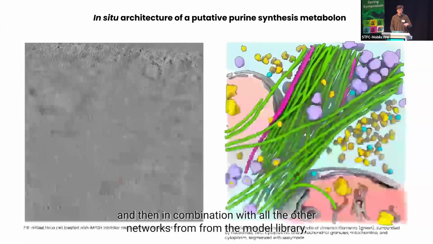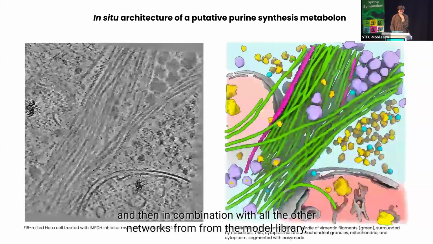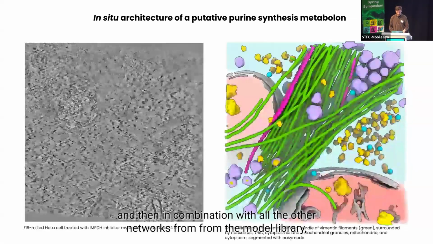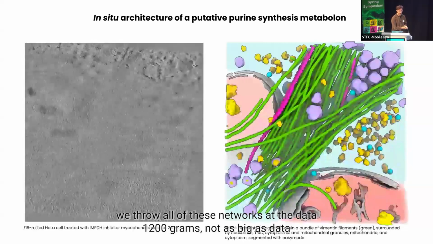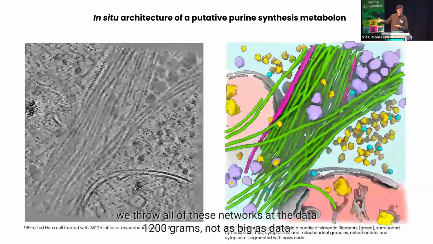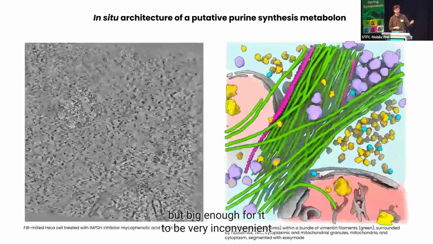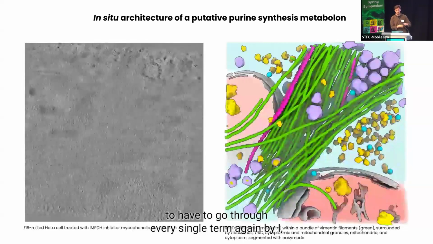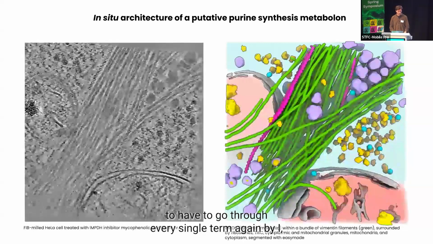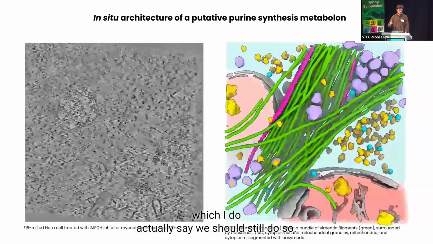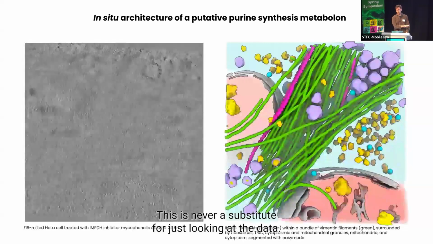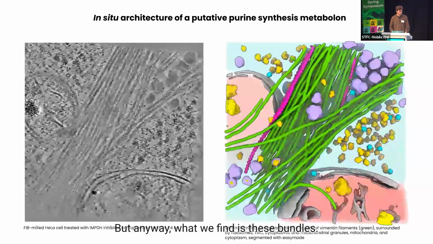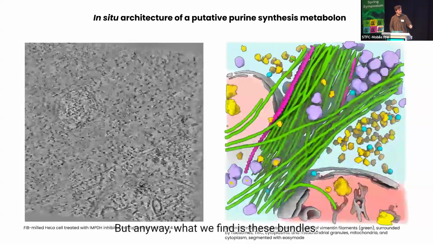And then in combination with all the other networks from the model library, we throw all of these networks at the data, 1,200 tomograms, not as big as data sets get, but big enough for it to be very inconvenient to have to go through every single tomogram by eye, which I do actually say we should still do. So this is never a substitute for just looking at the data. But anyway, what we find is these IMPDH filament bundles.